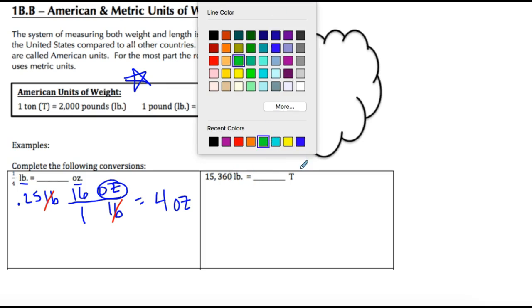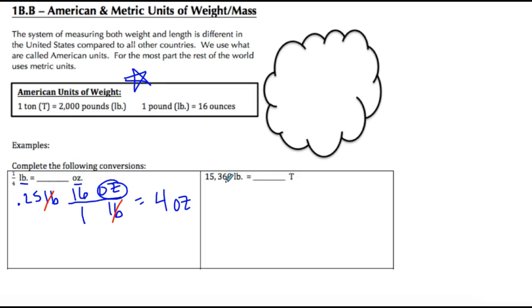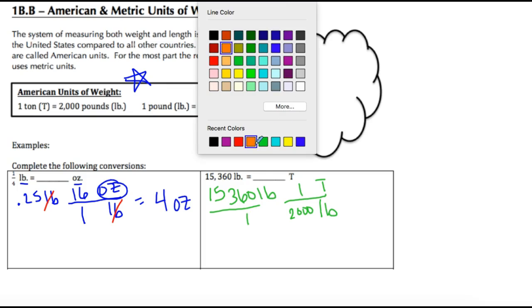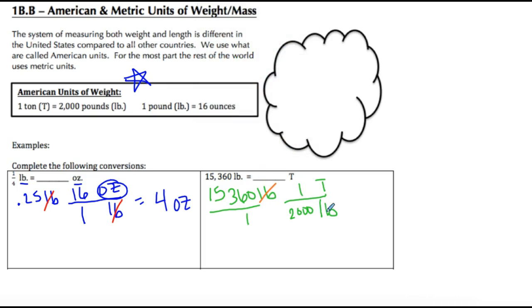When we look at the next box in our table, we have 15,360 pounds. LB stands for pounds, so I'm going to put pounds down below, and capital T stands for the customary or American unit of ton. And 1 ton is 2,000 pounds. Just like I did before, I'm going to put this over 1. Now when I look at what cancels out, my pounds cancel here and here, and I'm left with tons, which is good.